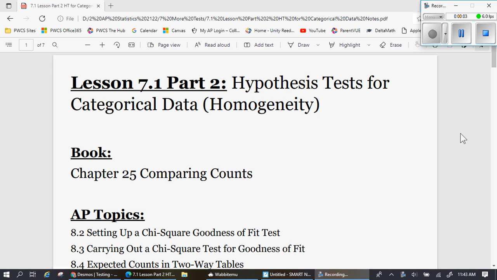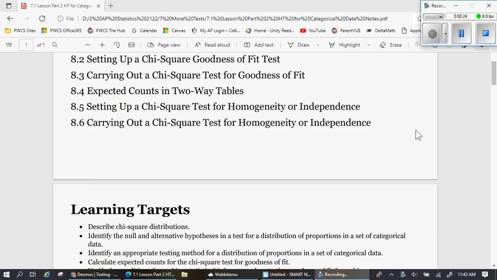Well, today we're going to continue talking about categorical data. This time we're going to be talking about when we have two categories, and it's another chi-squared, but it's a different type of test. This is called a chi-squared test for homogeneity. That's a tough word. I might trip over that a little bit.